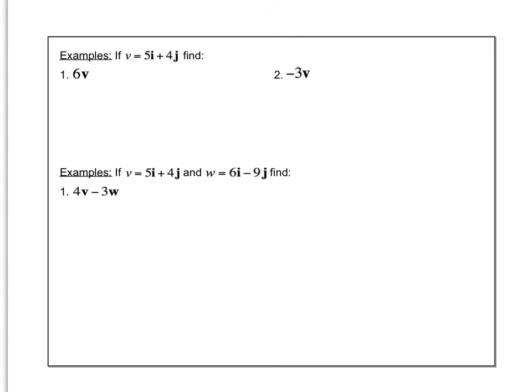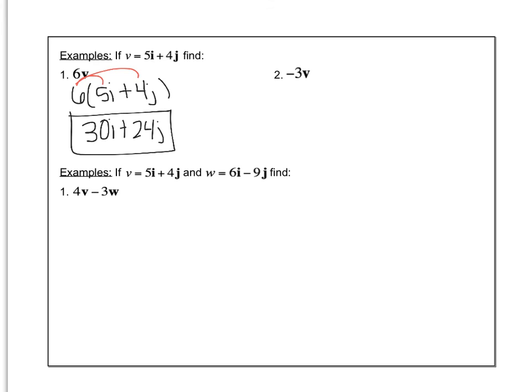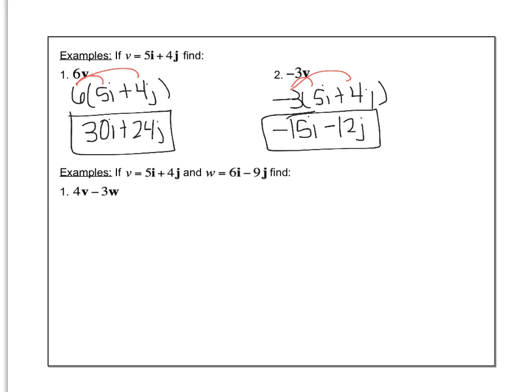Alright, then this last page, number 1, they're asking you to do scalar multiplication. All we want to do for number 1 is 6 times 5i plus 4j. And we're just going to distribute that 6 to both of these. So it's going to turn into 30i plus 24j. And that's your answer. And then for number 2, they want us to do negative 3 times the same vector. I'm distributing the negative 3. I get negative 15i minus 12j. And that's my answer for that one.